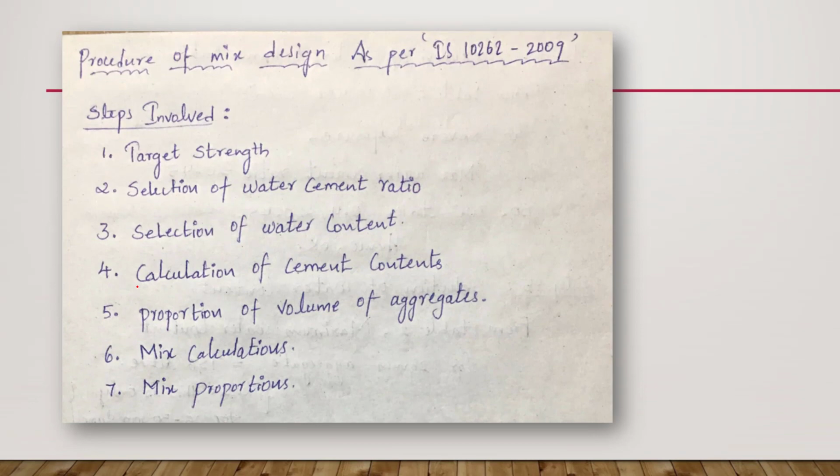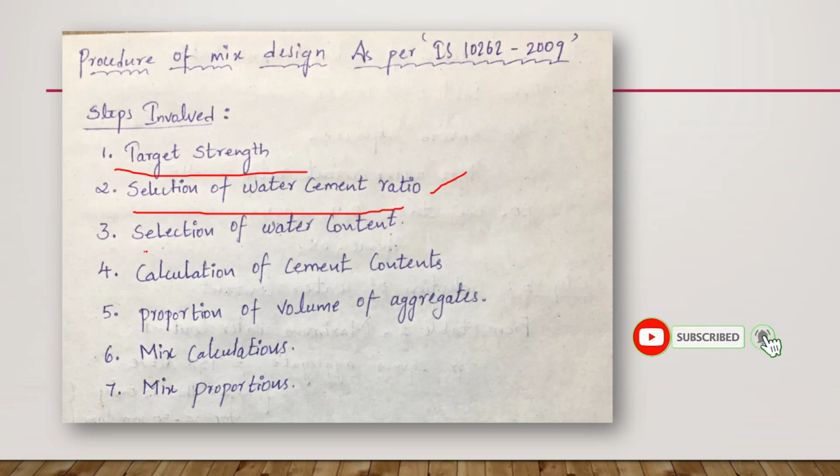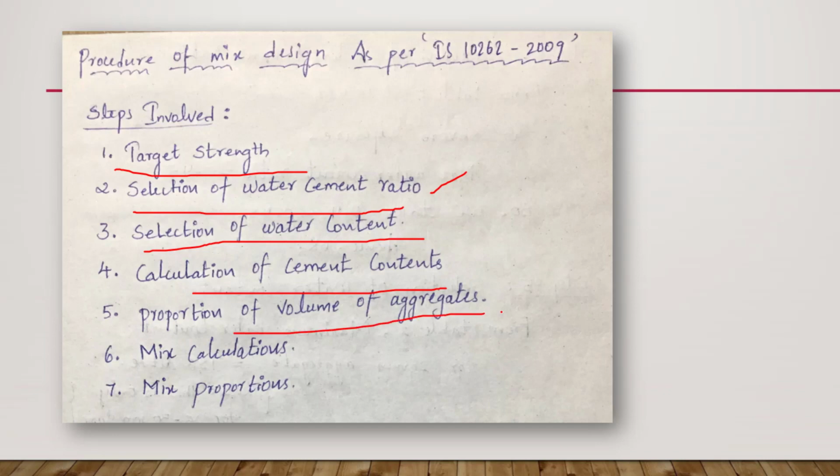The steps involved are target strength and the selection of water cement ratio, W/C ratio. Next, selection of water content, how much water has to be mixed with this concrete, that we have to find. Next, cement content, meaning cementitious materials, these contents are calculated. Next, the proportions of volume of aggregates have to be found. Next, calculations have to be done. Next, trials have to be made.